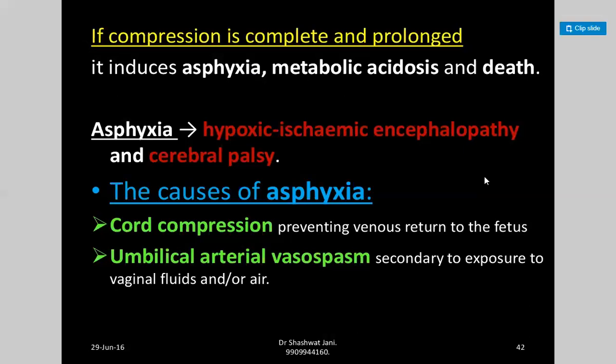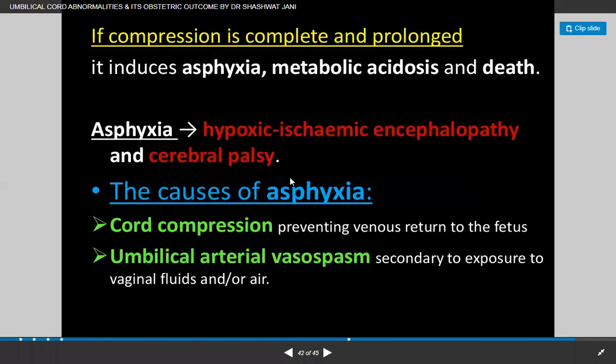cerebral palsy. And sometimes there is an arterial occlusion, vasospasm, secondary to exposure to the vaginal fluid and or air, because when the umbilical cord goes outside, it gets exposed to the fluid and or the air. So it leads to vasospasm. What does vasospasm mean? The artery gets compressed, a spasmodic state. So it can lead to this hypoxic condition, encephalopathy and cerebral palsy. That is what we are saying.